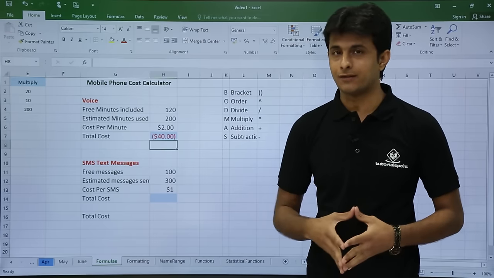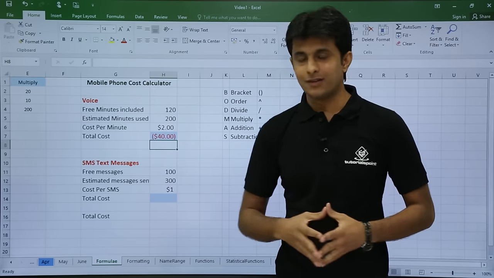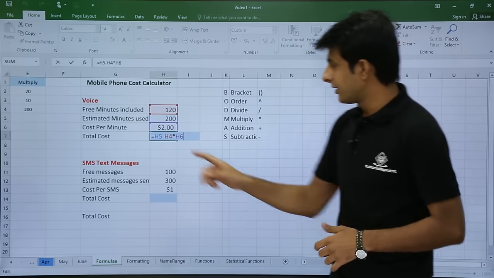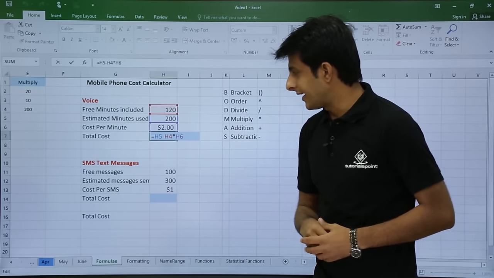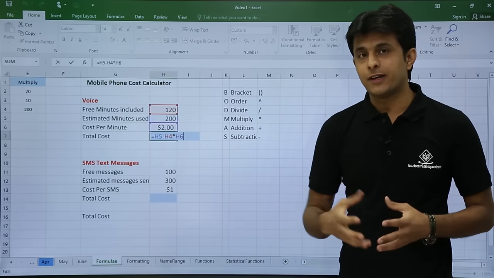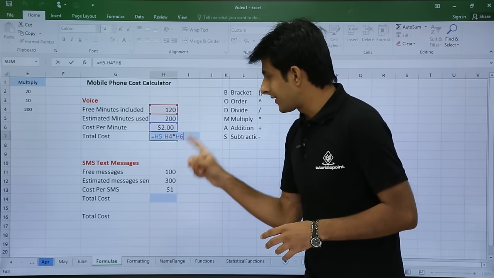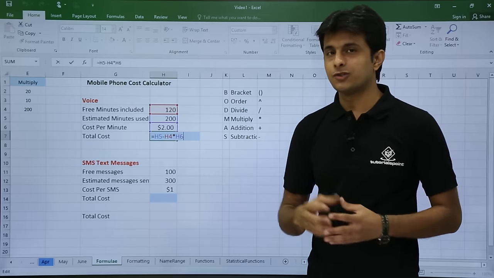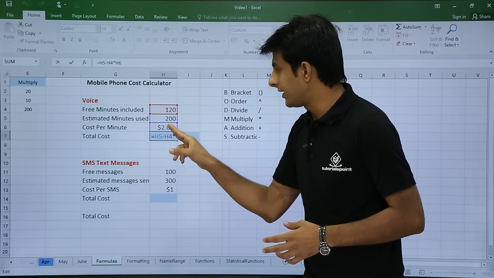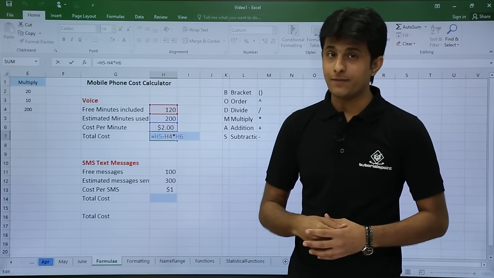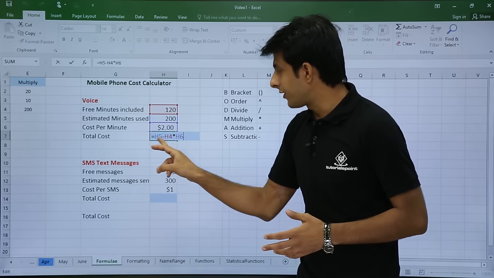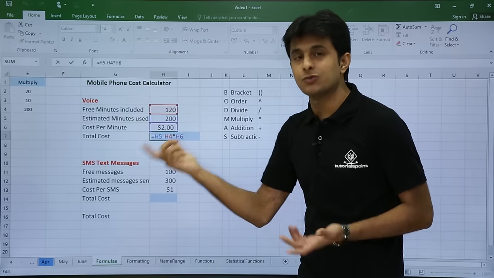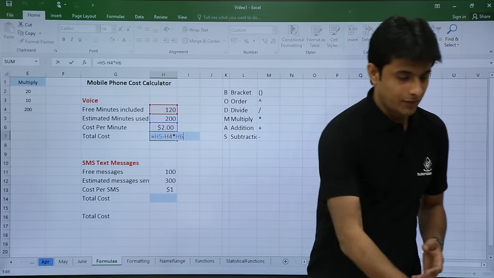That means it's a negative answer. Now what is the reason behind it? If I go back to the function, you see here, H5 minus H4 multiplied by H6. Let's try to find out what the problem is. What it has done is, it has multiplied H4 by H6. So H4 is multiplied by H6, that means 120 is multiplied by $2, that is 240. Now H5 minus 240 means 200 minus 240, which is minus 40. So the answer which I got was minus $40.